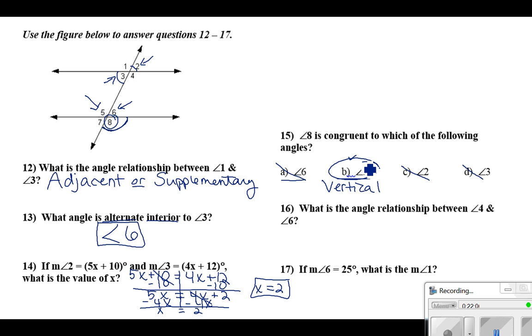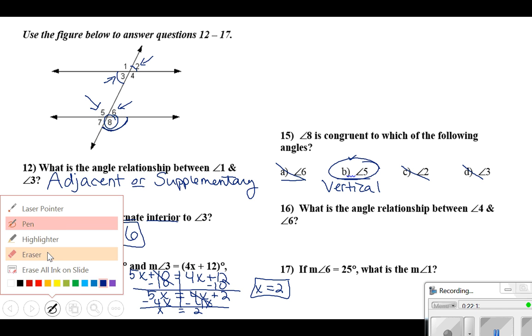Number 16. What is the angle relationship between angle 4 and angle 6? So let's look at those two angles.